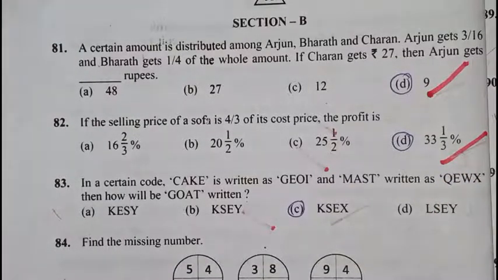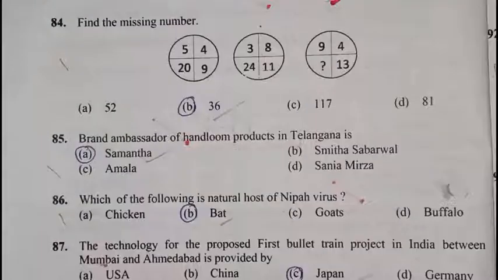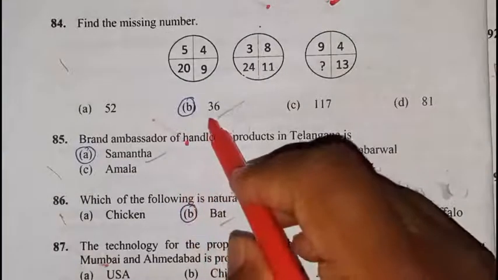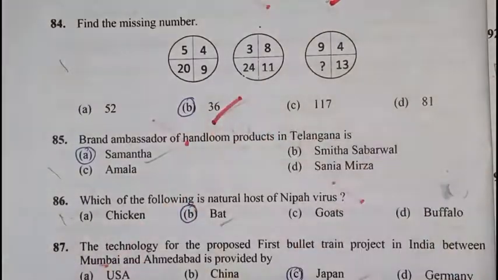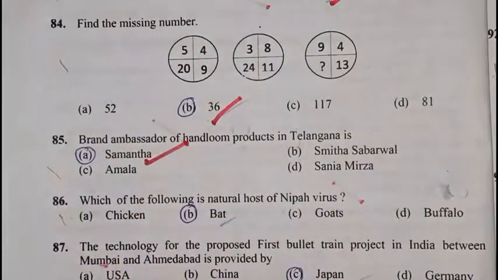Question number 83. In a certain code, cake is written as GEOI and mashed written as QEWX. Then how will goat be written? Answer option C, KSEX. Question number 84. Find the missing number. Option B, 36. Question number 85. Brand ambassador of handloom products in Telangana is. Option A, Samantha.